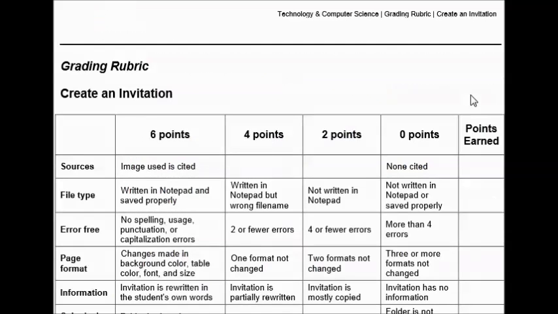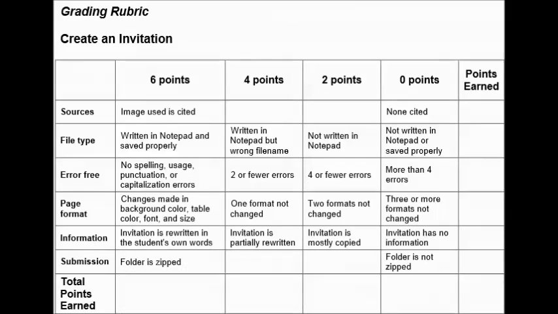So you may well ask, how was this assignment graded? This grading of the invitation is made up of different types of elements. If you use a citation for your image, you get how many points? 6, right? If you don't have any, you get 0. 6 or none. File type: it's written in Notepad and saved properly, you get all 6 points on that one.